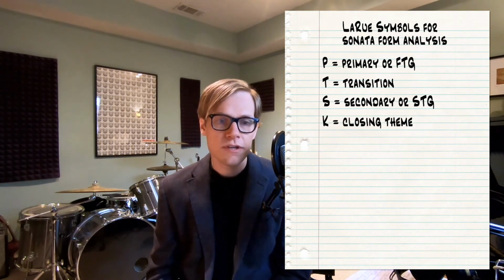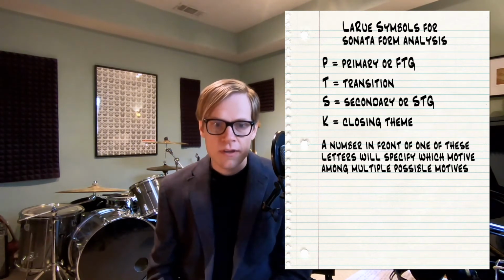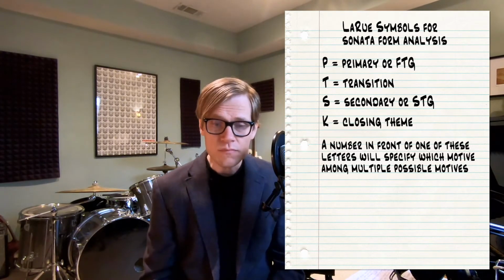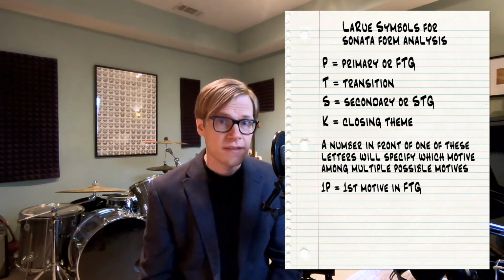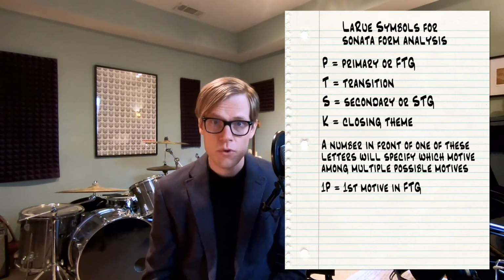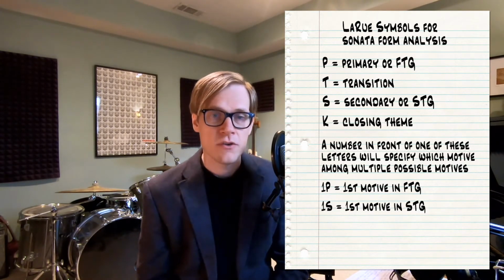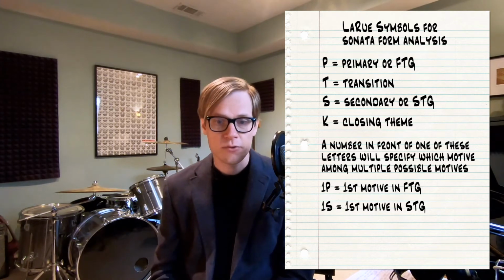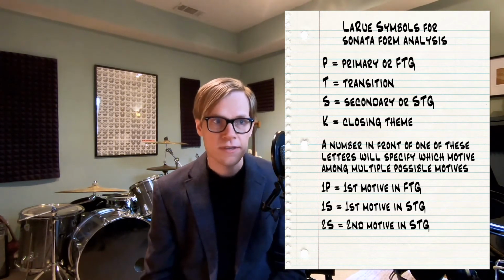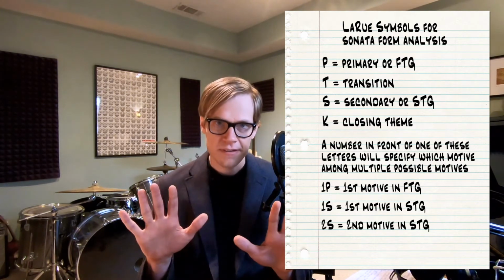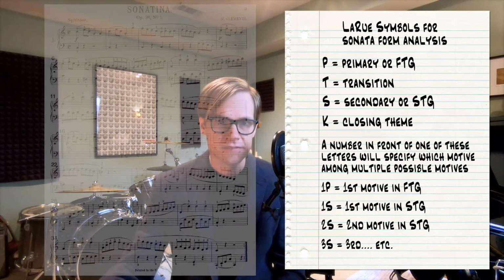And we'll often put a number in front of one of these abbreviations to define which theme, since there can be more than one. So for instance, if you see a 1P, that's going to stand for the first motive in the first theme group. If you see a 1S, that's going to be the first motive in the second theme group. And then, of course, a 2S would be the second theme in the second theme group. Is anybody confused yet? Let's look at the Clementi here.